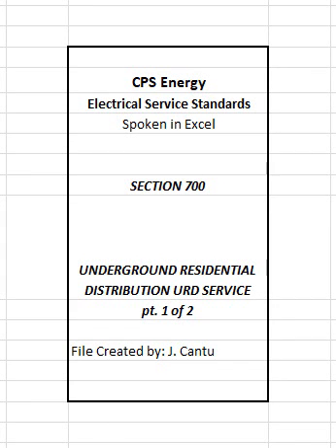Section 700 Underground Residential Distribution (URD) Service. 701 General. This type of service is designed for residential subdivisions where all utilities are installed underground.